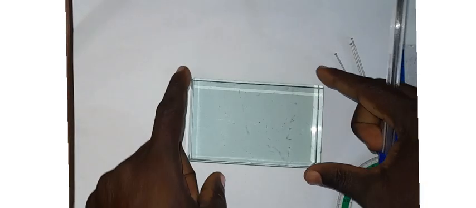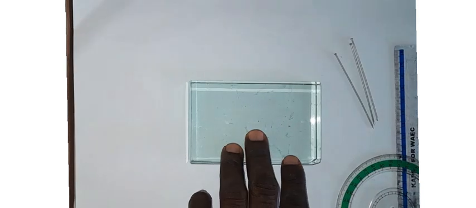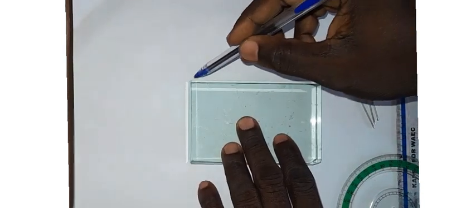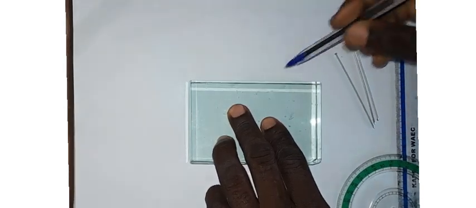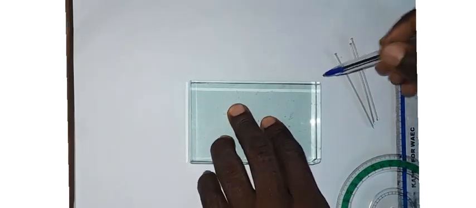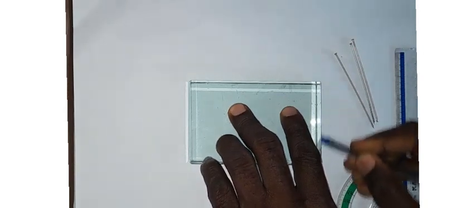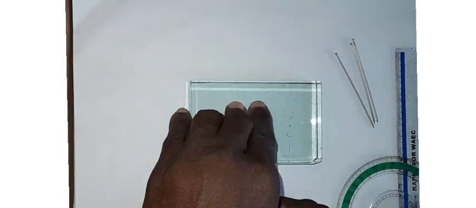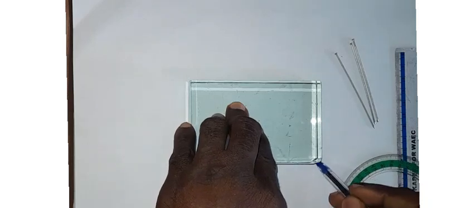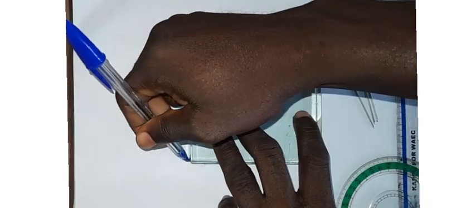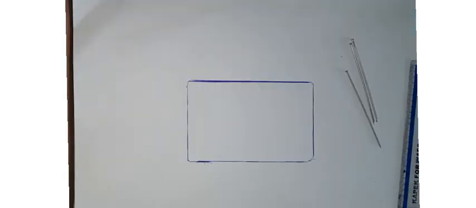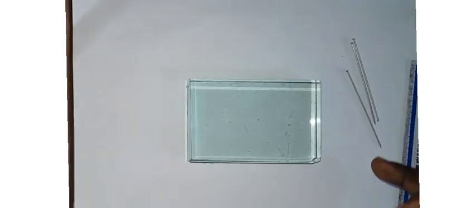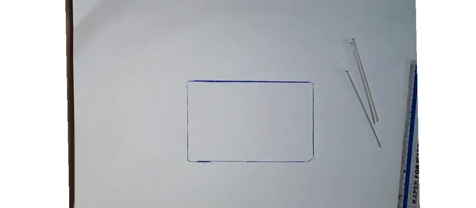Okay, so let us trace out the outline of our block. I'm going to trace out the outline of the block. Please do not use a pen on this. I'm using a pen so that we are going to have a visible outline. So the outline should be visible to you while looking through it. That is why I'm using a pen. You are not supposed to use a pen on this. So this is my outline.